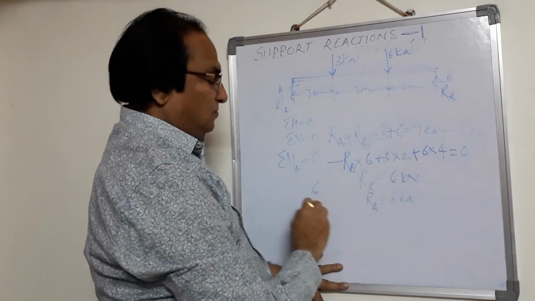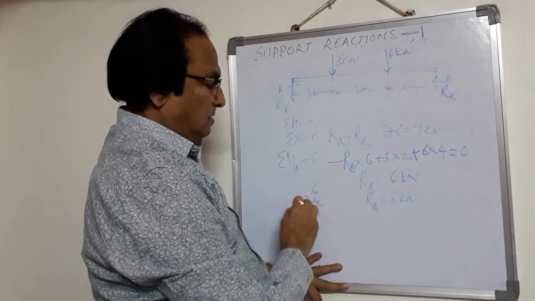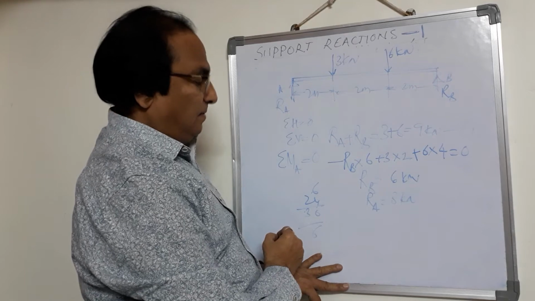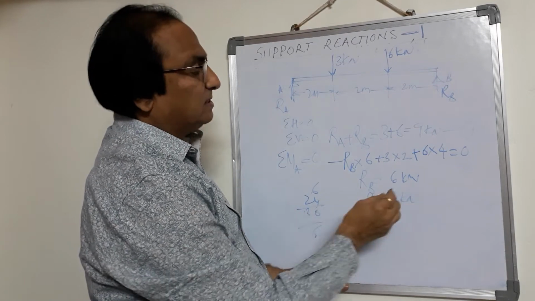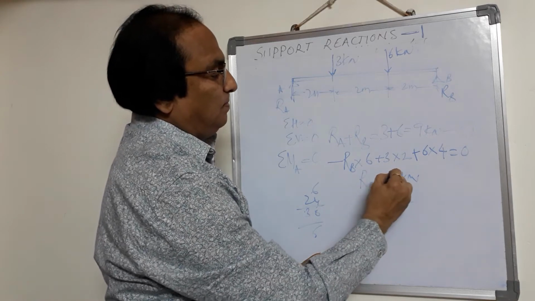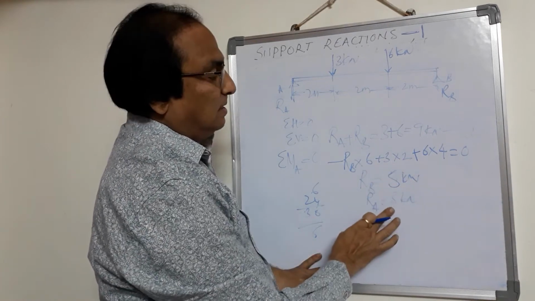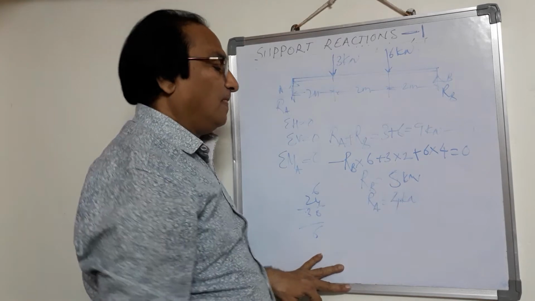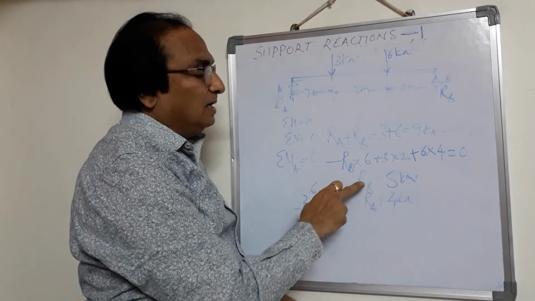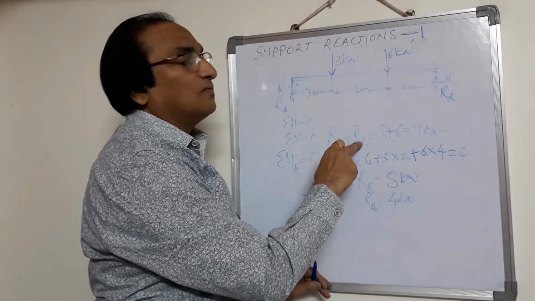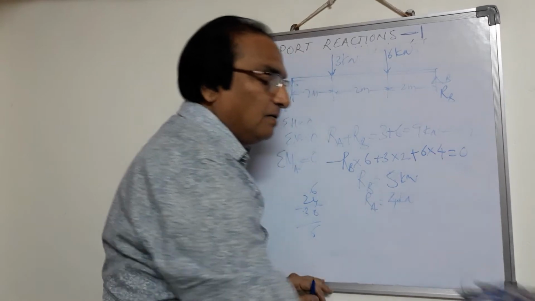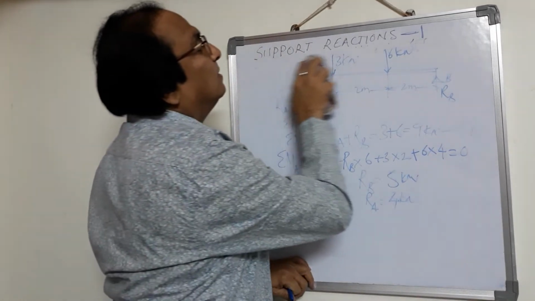6 4s are 24, 30 divided by 6 will be 5, 6 5s are 30. So 5, and this will be 4 kilonewton. So you simplify it, you get the value of Rb. This Rb, if you substitute in this equation, you will get the value of Ra. So this is a very simple example. We will see the other types of problems.